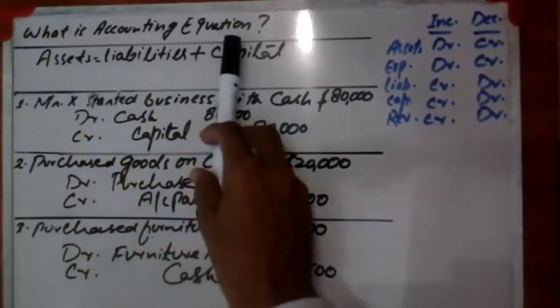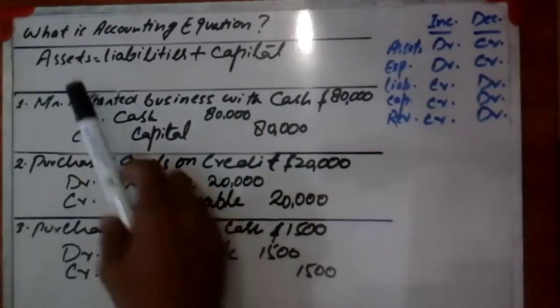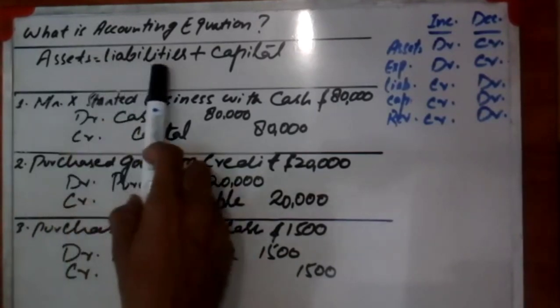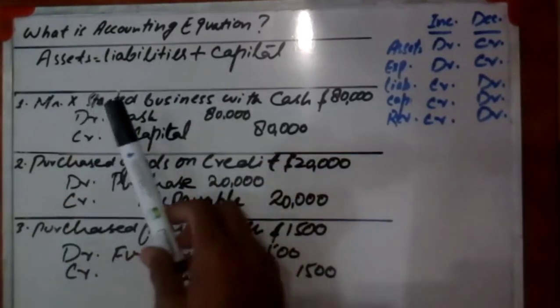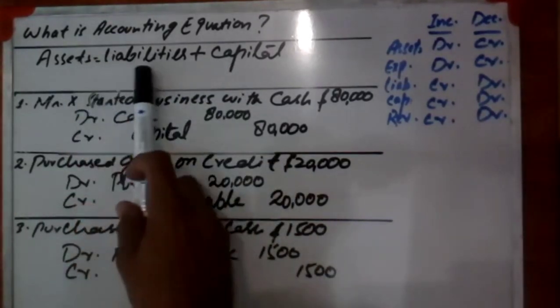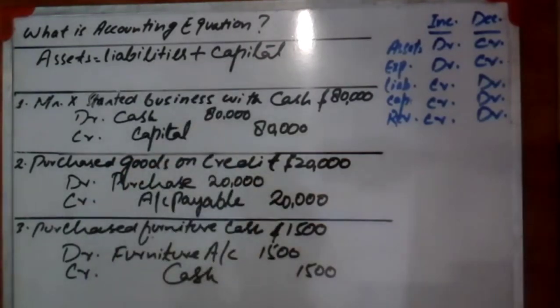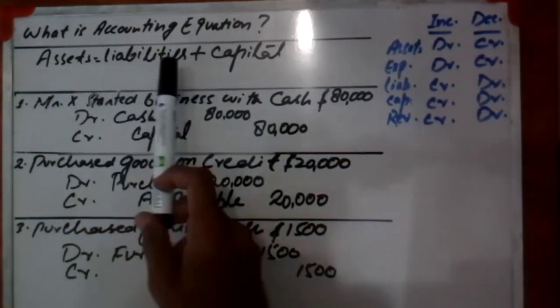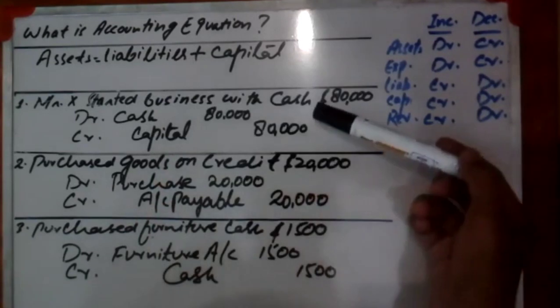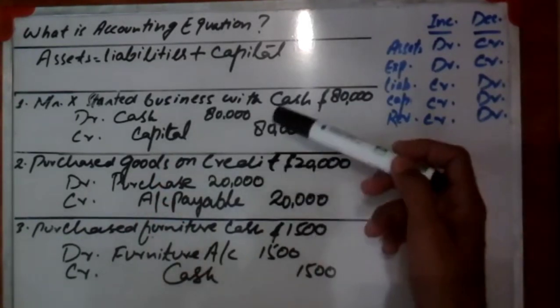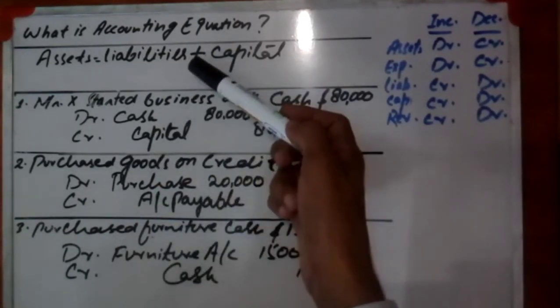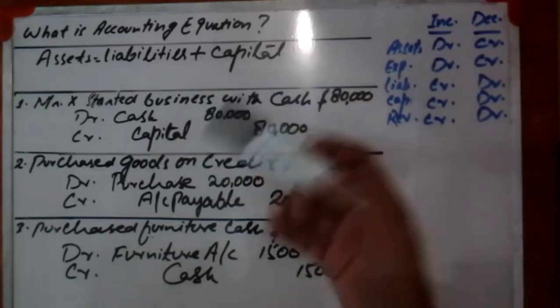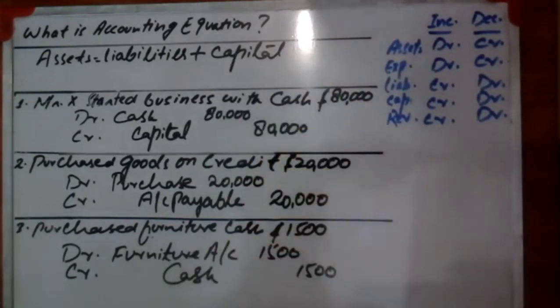What is the accounting equation? The accounting equation is assets equals liabilities plus capital. At any time in the business, assets must be equal to liabilities plus capital. To better understand this equation, I have just passed three journal entries. We will post these journal entries in this equation so that we can better understand this concept.